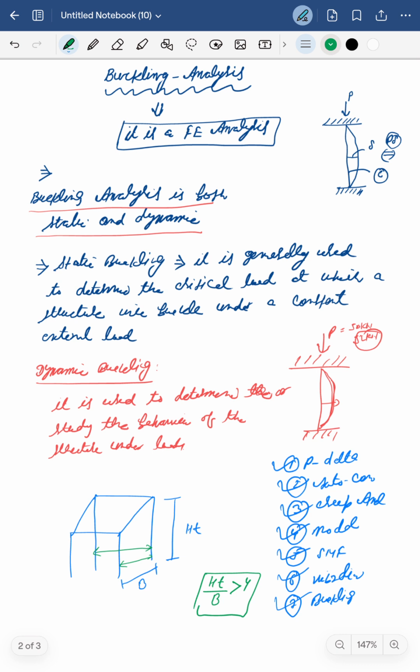Suppose there is a structure whose ratio of height to the least lateral dimension is greater than 4. In that case you have to perform the buckling analysis. Or you can say that if the slenderness ratio is greater than 4, in that case also you have to perform the buckling analysis in that structure. Okay, I hope you got it.